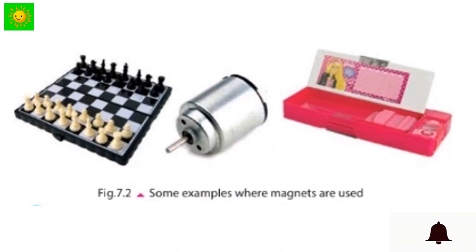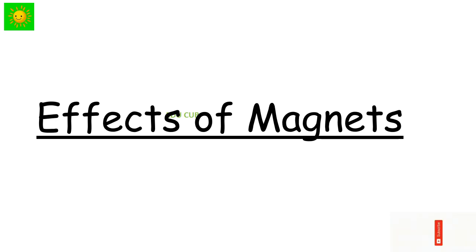There are magnets in many things which we use in day-to-day life, for instance in small motors, pencil boxes, or some toys. I have given you figures, some examples where magnets are used. Our first subtopic is effects of magnets.